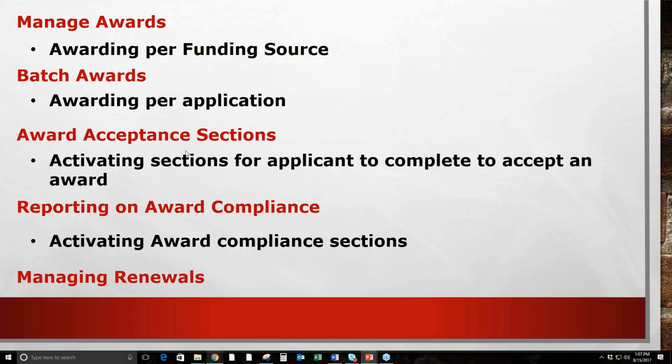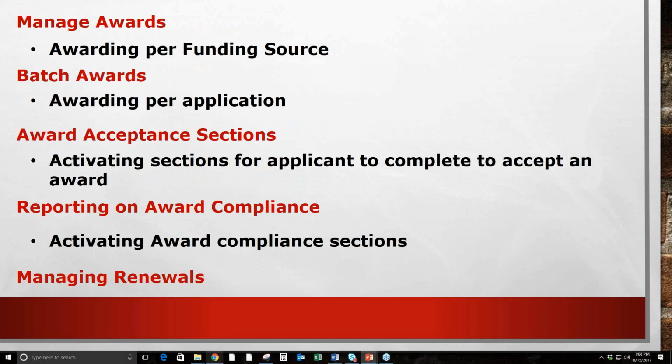And then we'll also talk about award acceptance sections, if any of you are using those, as well as reporting on compliance later on after the applicant has received the award. You might have a section called an acceptance section that you want to activate, and then have the applicant accept the award. We'll talk about that process, as well as how to activate any post-acceptance sections after they've accepted the award. Then we'll also touch on the renewal piece. There's a renewal report, and we'll discuss how that is used in the system. So let's go ahead and get started.